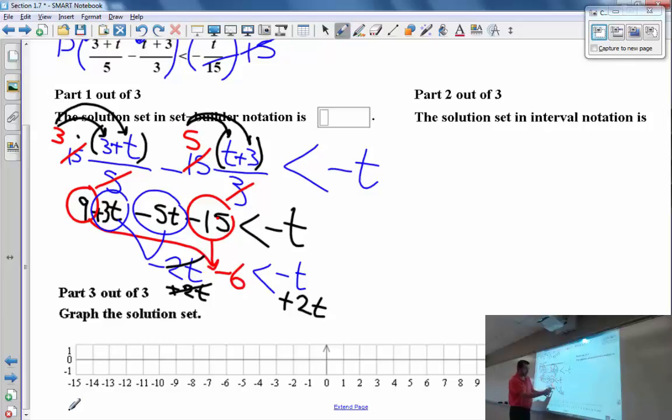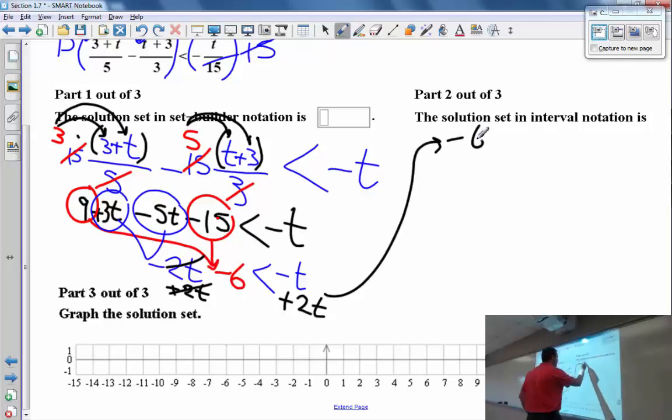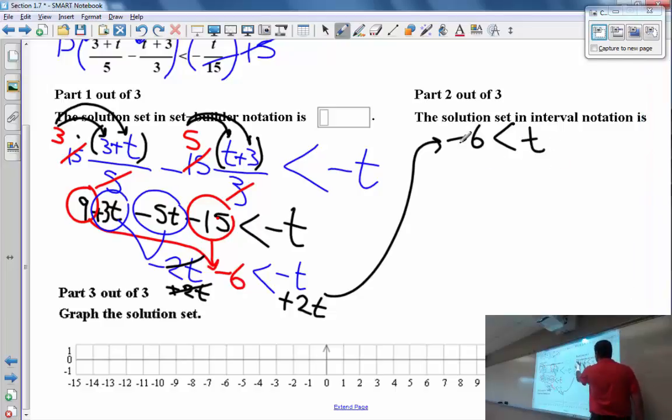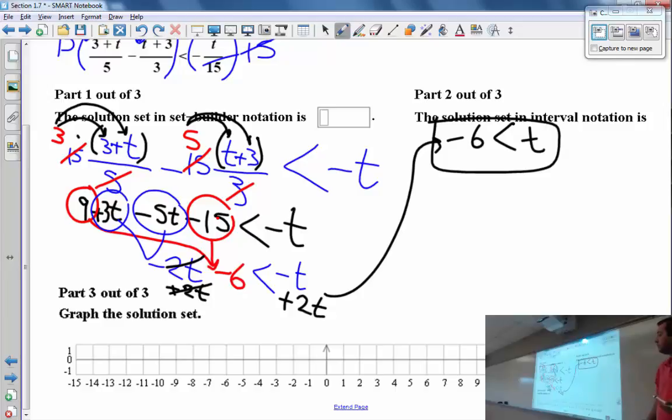We have only minus 6 left on the left side. And on the right, we have t. And that's our solution already. Why did I stop? What is our goal? Our goal was to isolate. Do you see anything else besides t on this side? It's already been isolated, so we stop. This is our solution. They want it in set builder, so this is all you have to do.